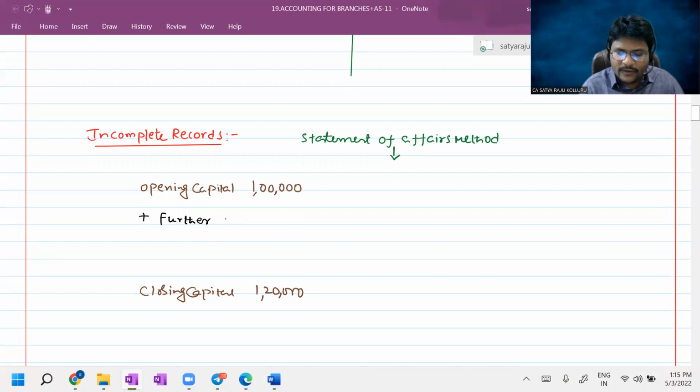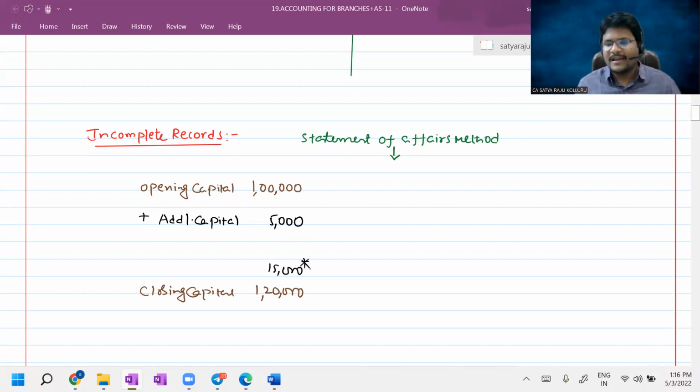That is additional capital during the year. Sir, additional capital is there, to the extent of 5,000. Then what is the current year profit? In that instance, if additional capital of 5,000 is there, then the current year profit is 15,000. The balancing figure is 15,000 in that scenario. Am I right? Sir, no, sir. In the current year, drawings are also there, sir.